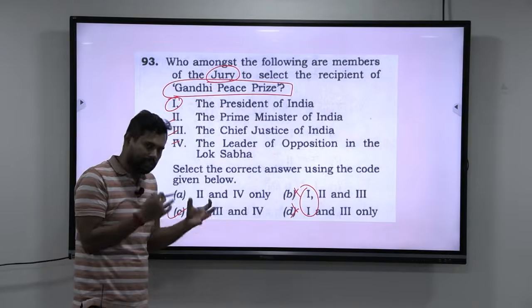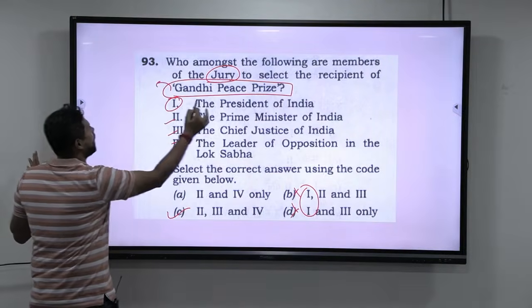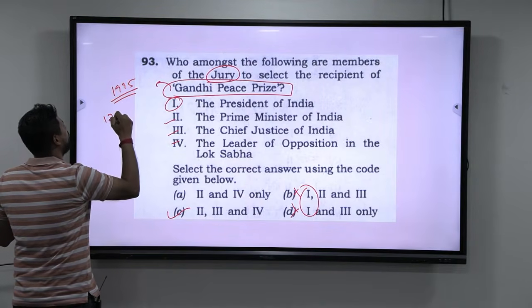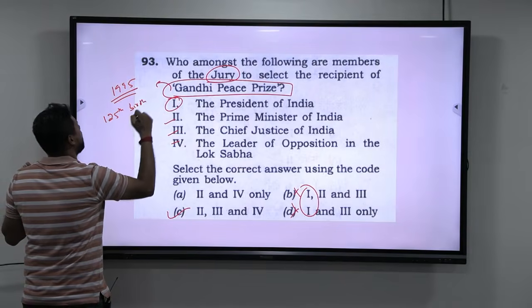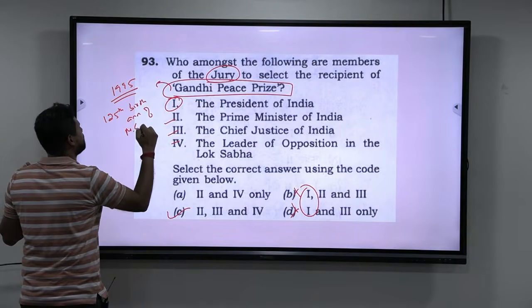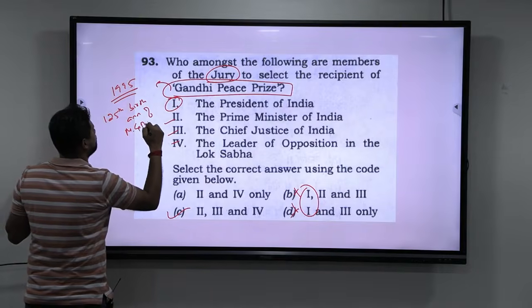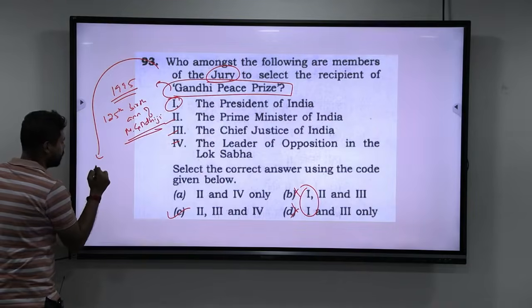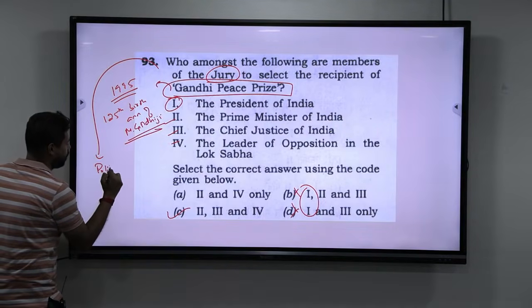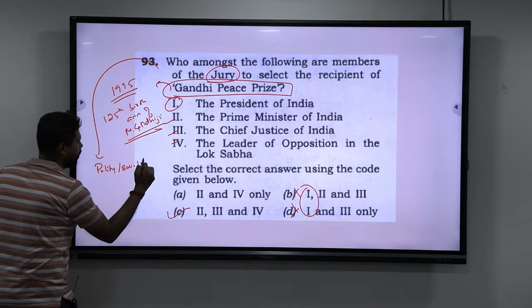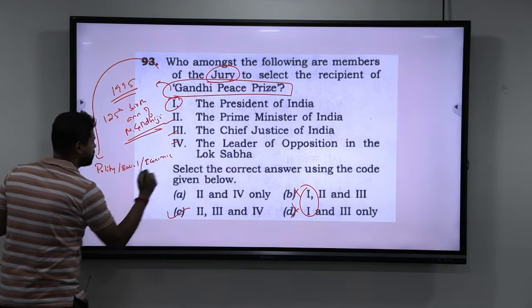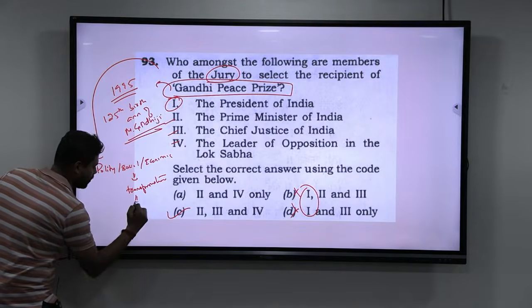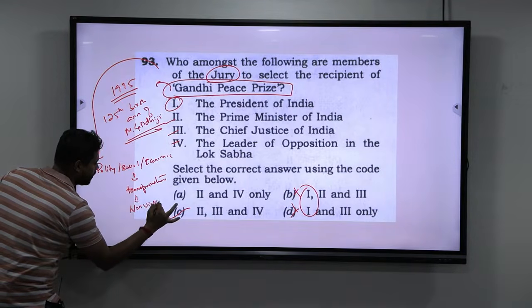You know or you don't know. Just for the sake of discussion, let us learn that this Gandhi Peace Prize was instituted in 1995 to celebrate the 125th birth anniversary of Mahatma Gandhi. The prize is given to anyone who works in the field of polity, social or economy and brings about transformation in a non-violent manner.